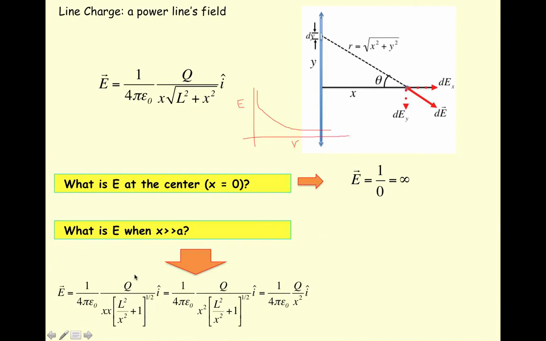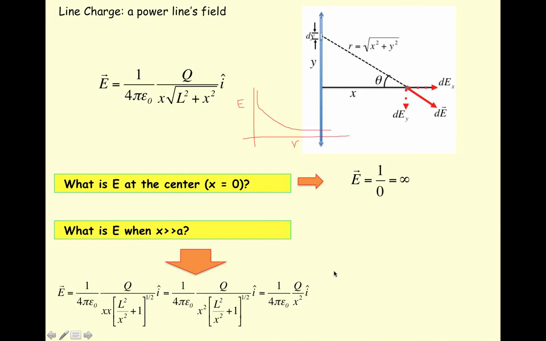Okay, so the way to do that is by simply taking x squared as a factor again. So x and x squared, you get another x here, which is x squared, and this will be over x squared, that will be 1. And when x is much, much bigger than a, in this case a is L, then this becomes 1 over something very big, which is 1 over infinity, equal to 0, and then you get q over x squared, and that's the result you expect.